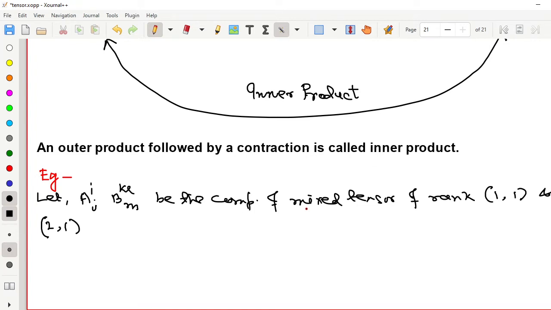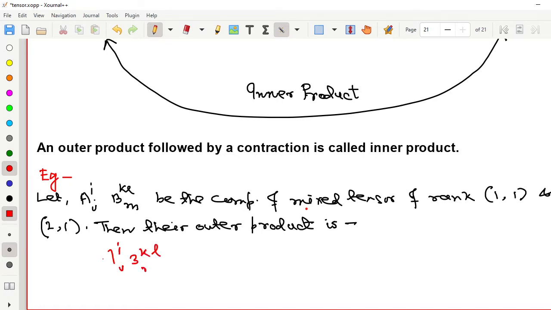Then the outer product of these two tensors is: A^i_j B^k_lm equals C^ik_ljm. That is very obvious. That is the outer product. Now, one of the inner products of this tensor.